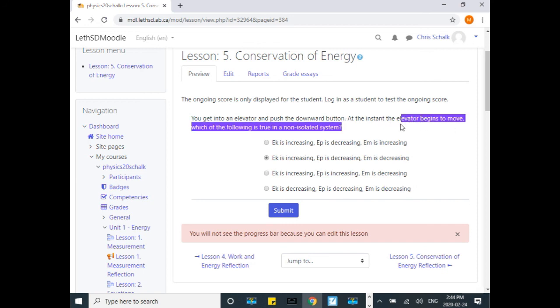Well, were you moving? No. Now are you moving? Okay, so what's happening to your kinetic energy? Your kinetic energy must be increasing. But you are going down. So if you are physically going down, it means your potential energy must be decreasing. So I'm hoping it's this one here. Your kinetic is increasing because now you're moving. Your potential is decreasing because you're going down. And your mechanical energy should be decreasing because slowly over time you should be losing energy to friction.